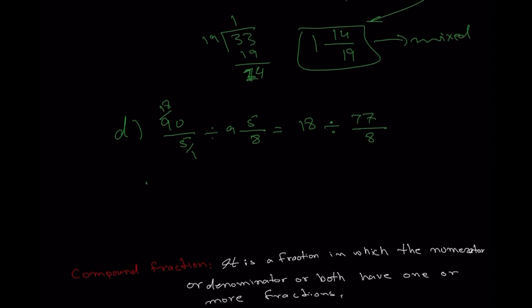The next step is, do not touch the first fraction. Flip the sign from division to multiplication, and flip the second fraction. Any number doesn't have a denominator shown, the denominator is 1. 8 times 18 will be 144 over 77. This is the improper fraction, but we can write it down as a mixed fraction too.